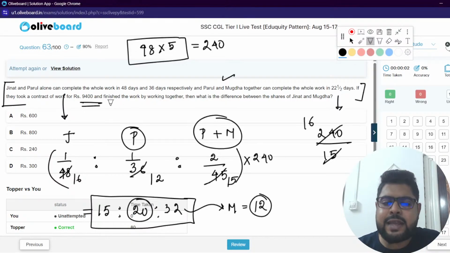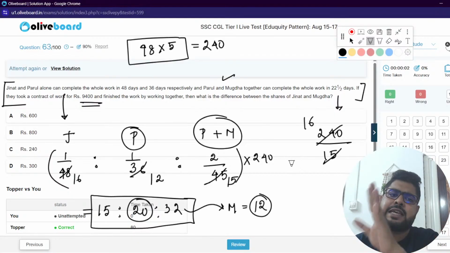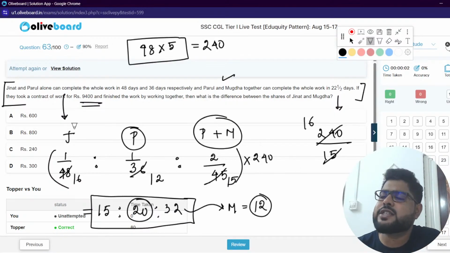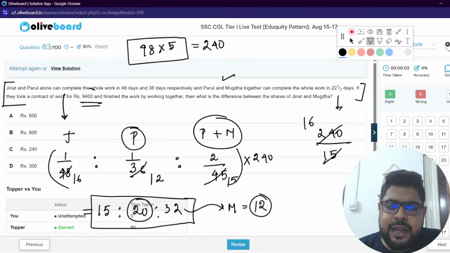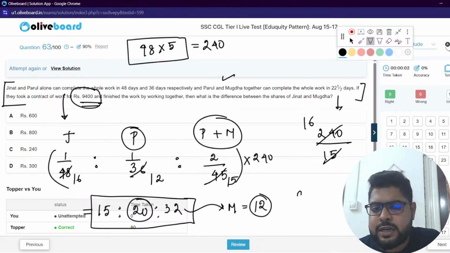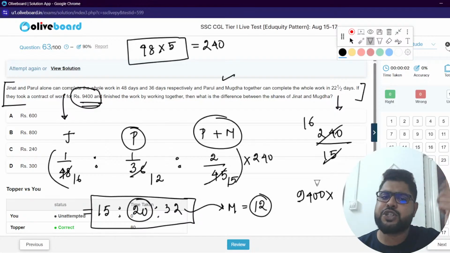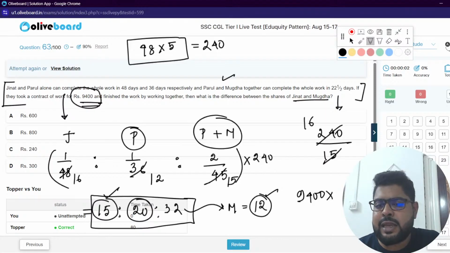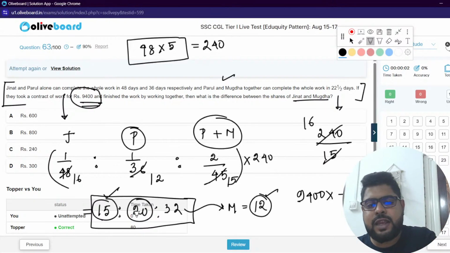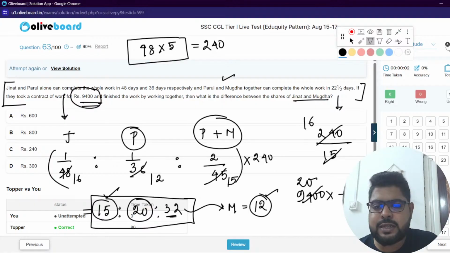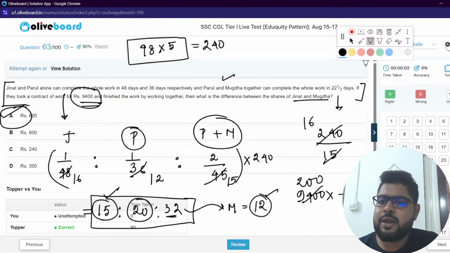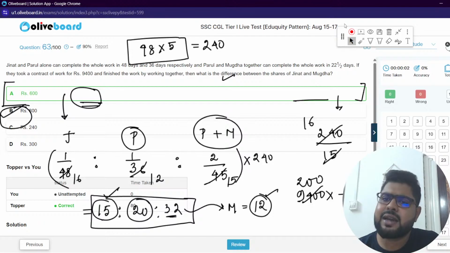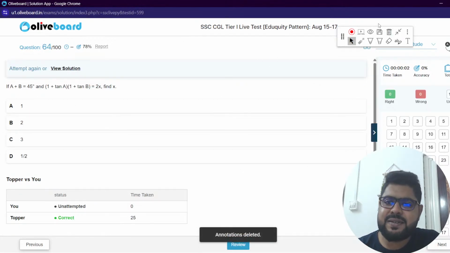Now, wage always gets distributed according to the efficiency if all of them have worked for the same amount of time. So this 9,400 rupees will get distributed in that ratio. Difference between Jeenath and Mugdha: Jeenath 15, Mugdha 12, meaning 3 out of the total. The total is 15 and 32, because 32 has both, so 15 and 32 means 47. So 3 by 47 of 9,400, so 600 is the answer. Option A, 600 will be the answer. Done, sir. Next one.